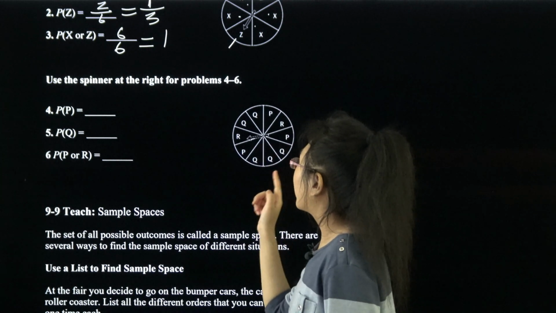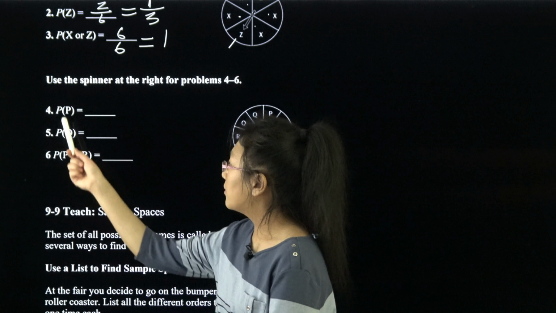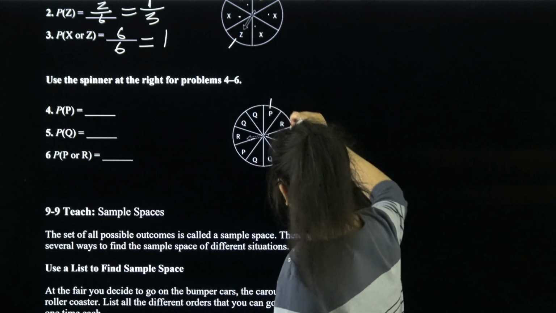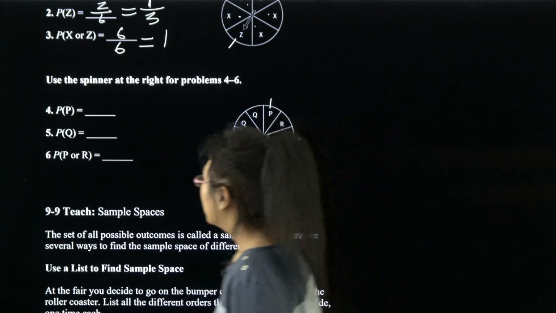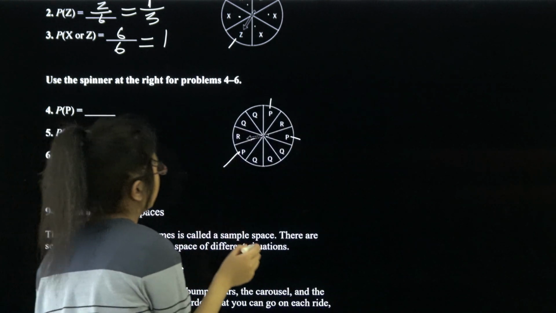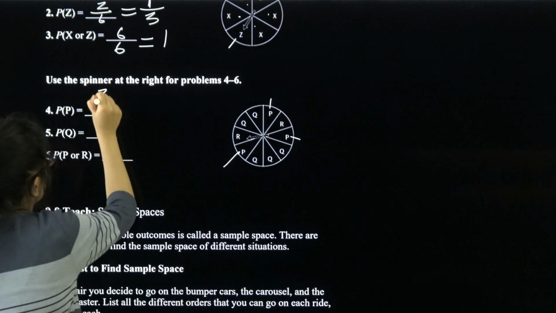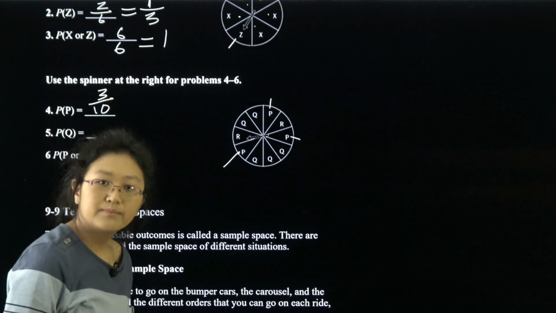Use a spinner at the right for problems 4 to 6. So probability of P, how many P's are there? 1, 2, that's an R, guys, 3. So it would be, how many are there in total? 10. So that would be 3 over 10. Can we simplify that? No.